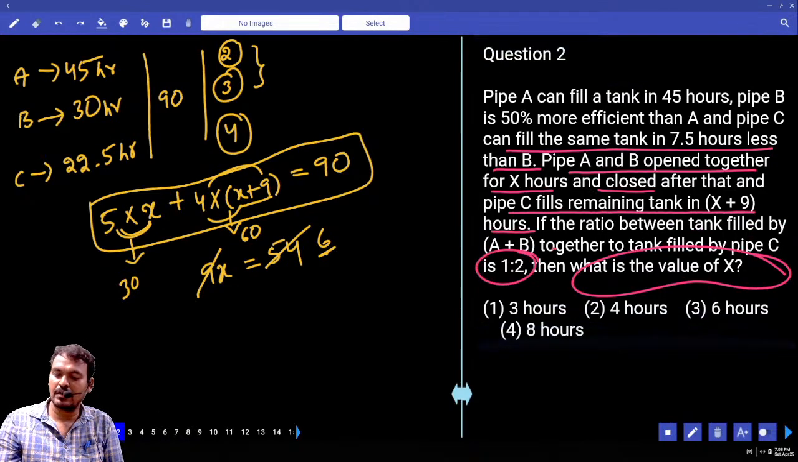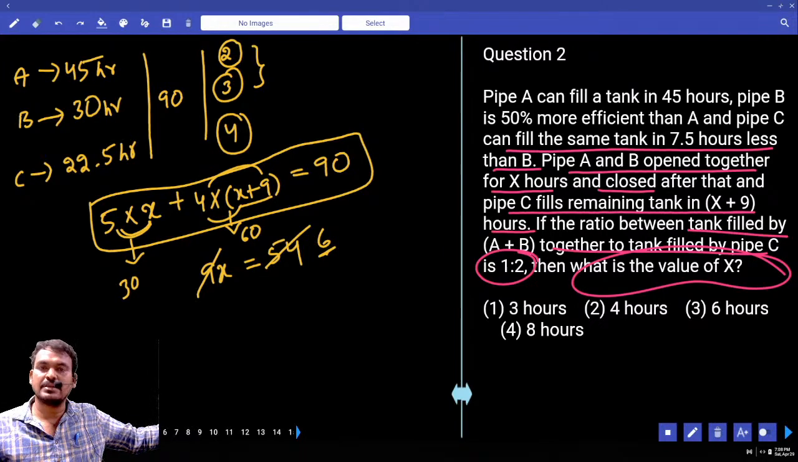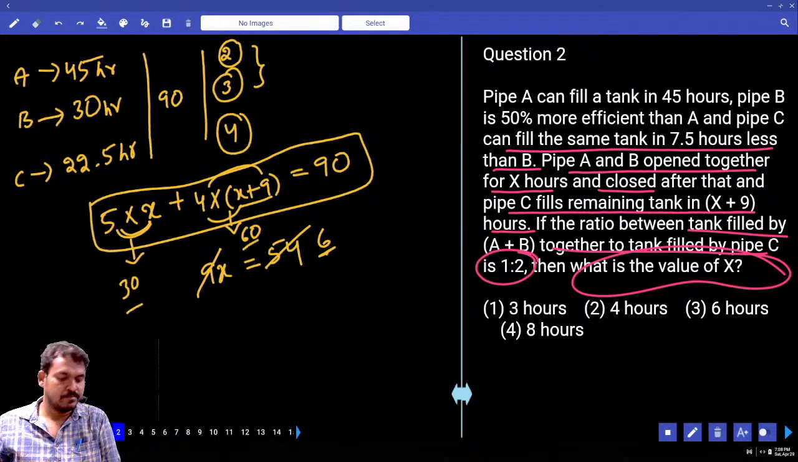Here also, are the same things given or different? A and B work 1 part, B and C work 2 parts. A and B complete 30 parts, but C completes 60 parts. What is the ratio? 1:2.